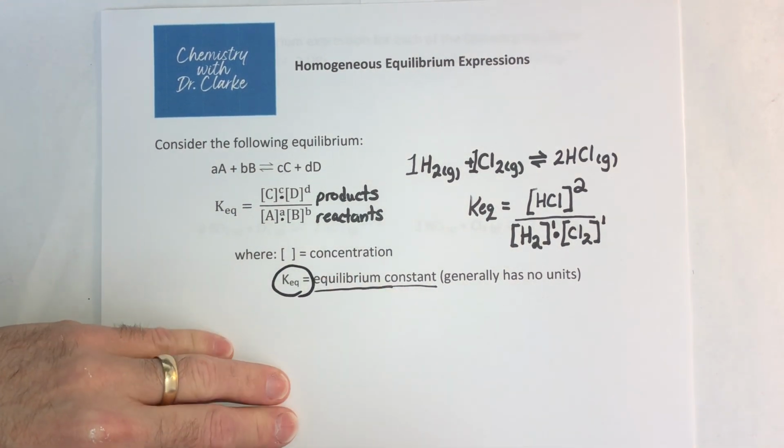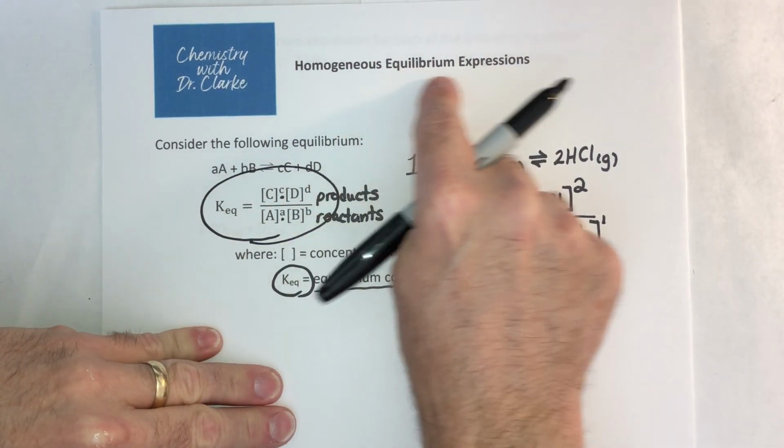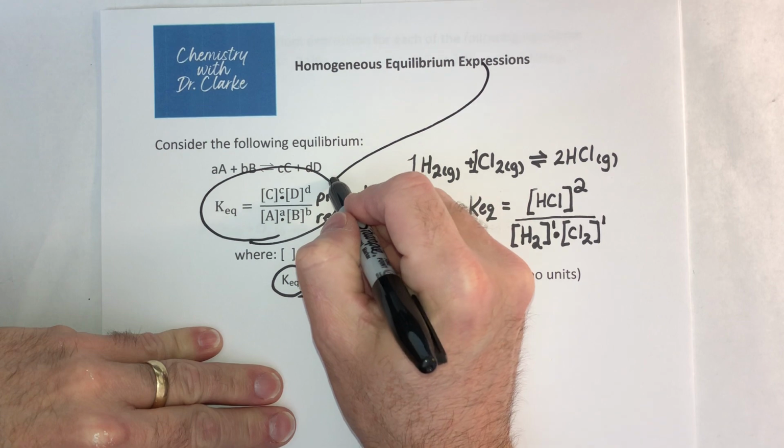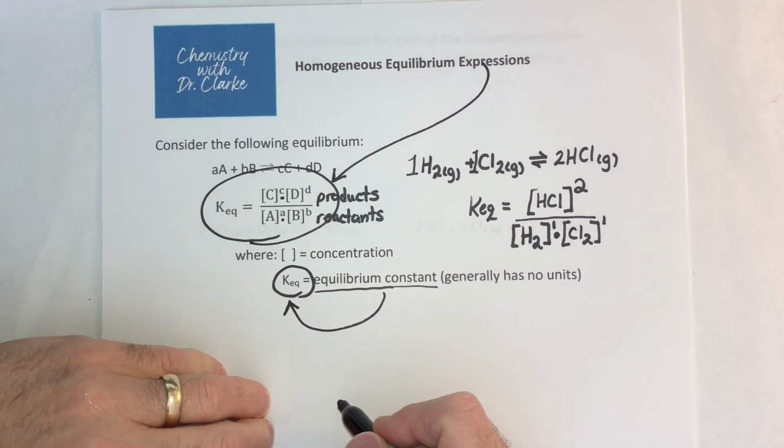K is the equilibrium constant. This equation with the equal sign, that's the expression. So the expression is the equation. The constant is just the K.